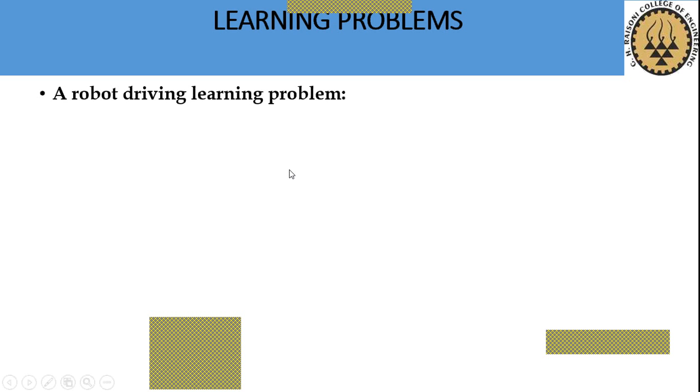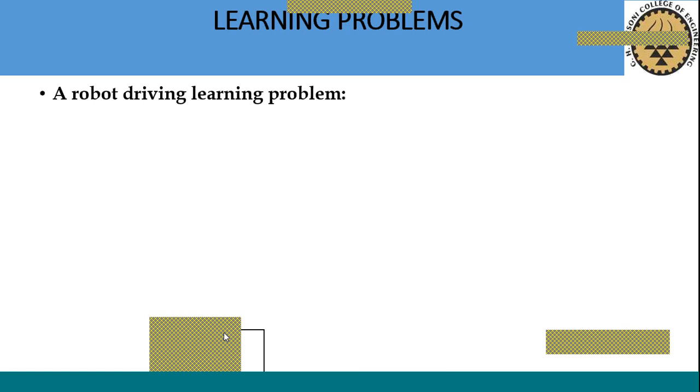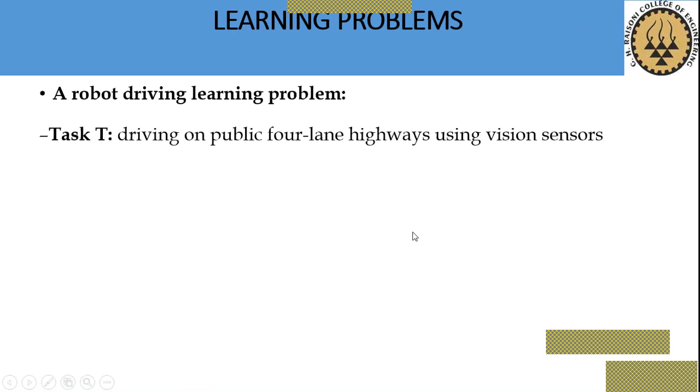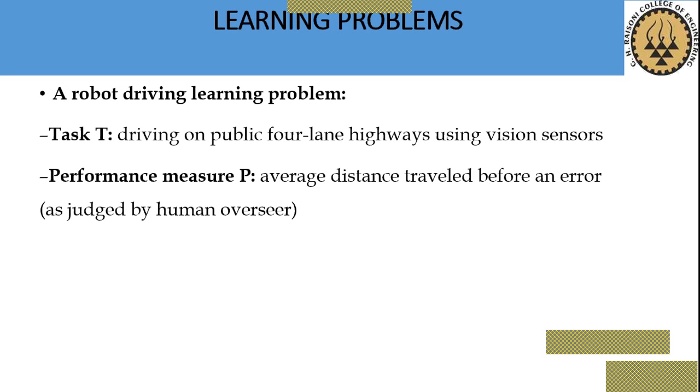Robot driving learning problem. Let us consider the robot wants to drive a car. My task is driving a public 4-lane highway using a vision sensor. The performance is measured on the basis of the average distance traveled before an error. Before the car gets stuck at any place, how much distance that car has covered, we have to measure it.